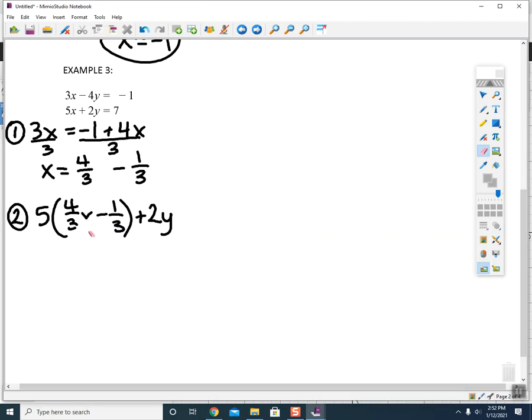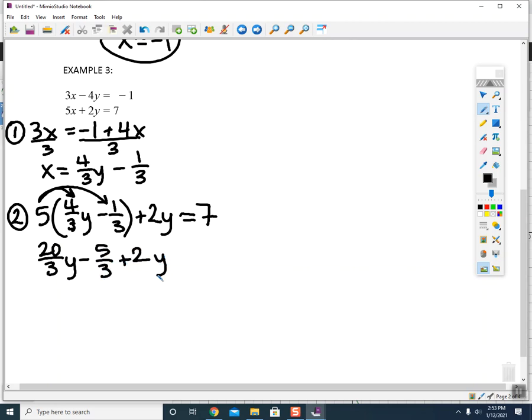It's not an x, it should be a y. 4/3 y. There we go. Equals 7. Okay. Now I'm distributing, right? I'm going to take this 5, distribute it here, and over here. When I multiply fractions, I just multiply across. So I would have 20/3y minus 5/3 plus 2y equals 7.